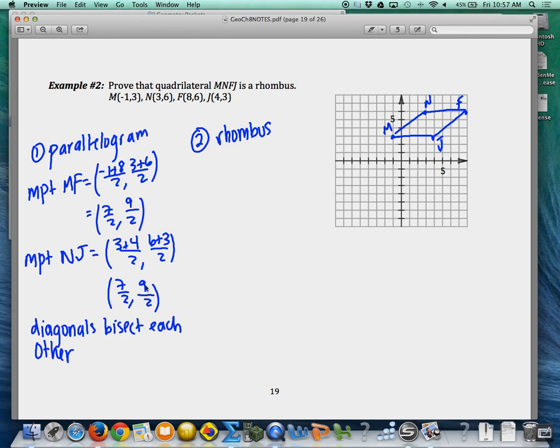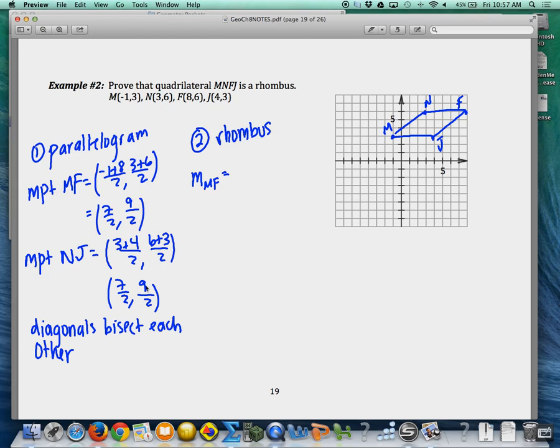Could we show that the diagonals bisect the opposite angles? That's a property. Is there a way to show that on a coordinate plane? Not really. So we're either going to have to do the slopes of our 2 diagonals, or we're going to have to do the distance formula on all 4 sides. I would prefer to do the slopes of the diagonals. Is that okay? Okay, so let's do the slope of MF.